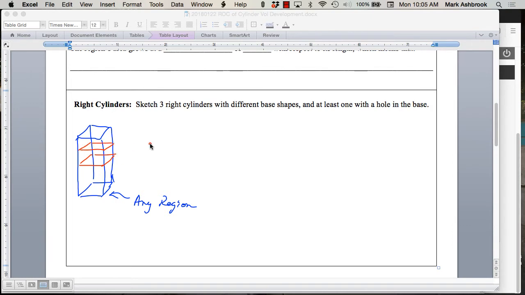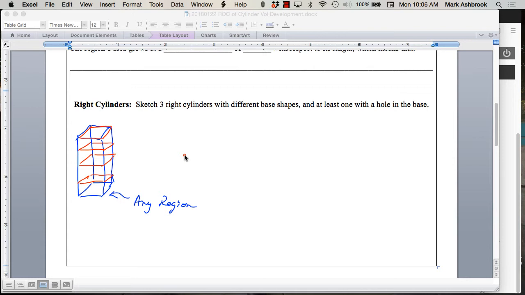When I say cross-section, I mean like horizontal slice. Every time you slice it horizontally, you're going to get that same region you started with, all the way to the top. That's a right cylinder. Right meaning we got the perpendicular element.